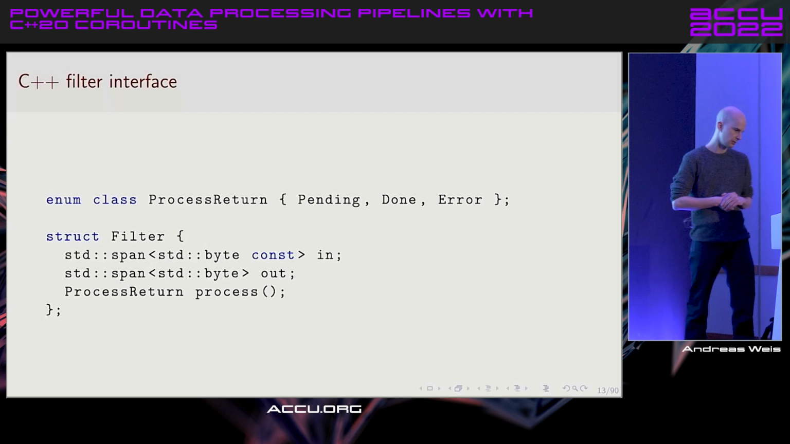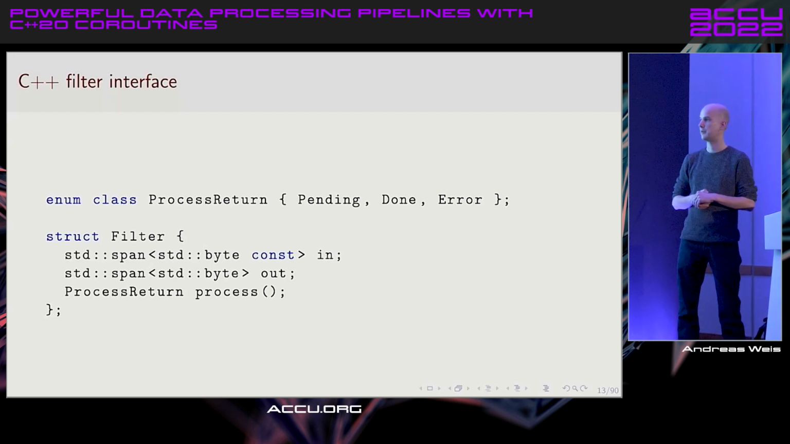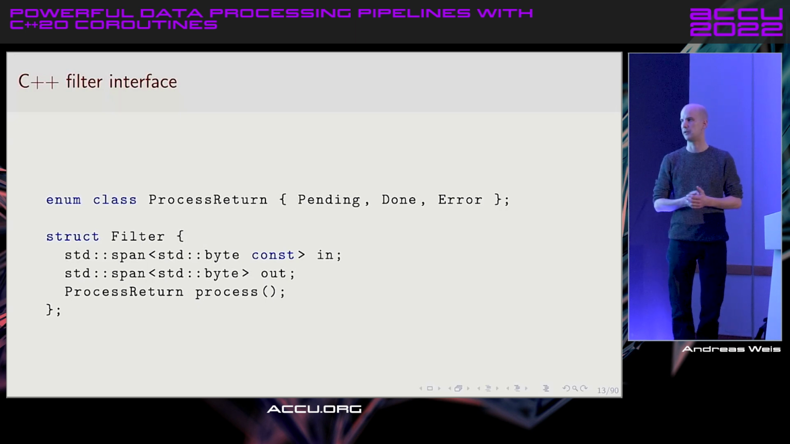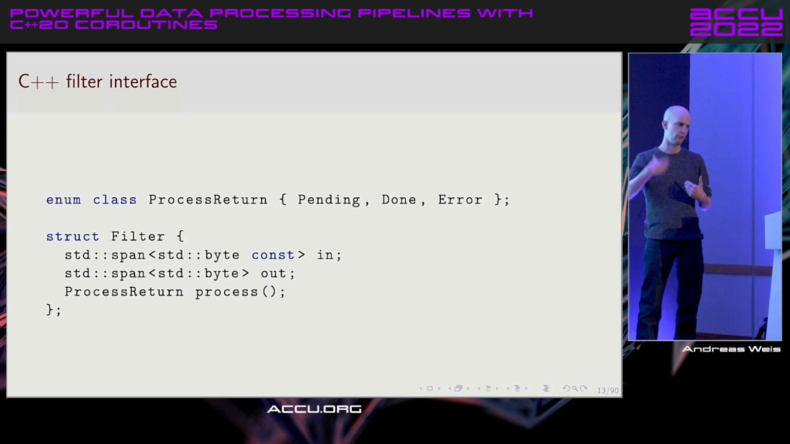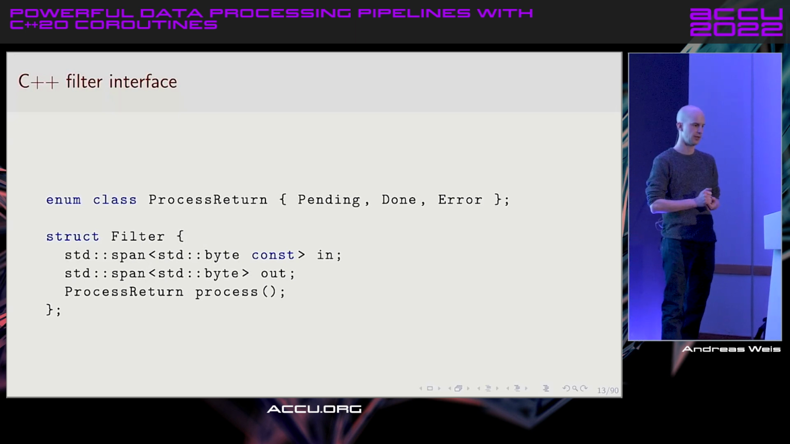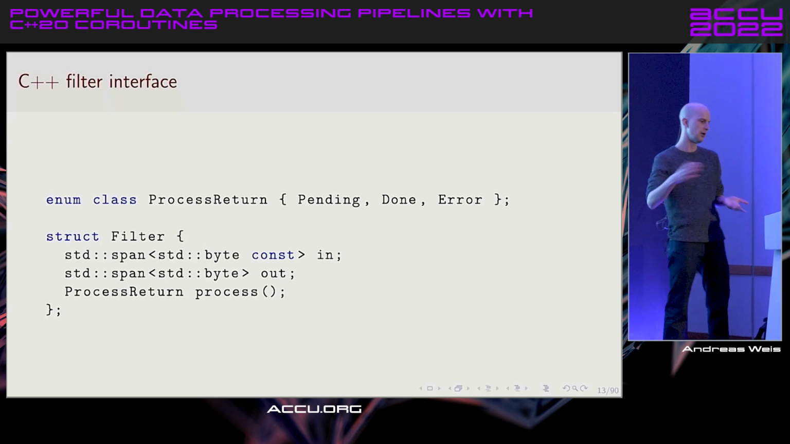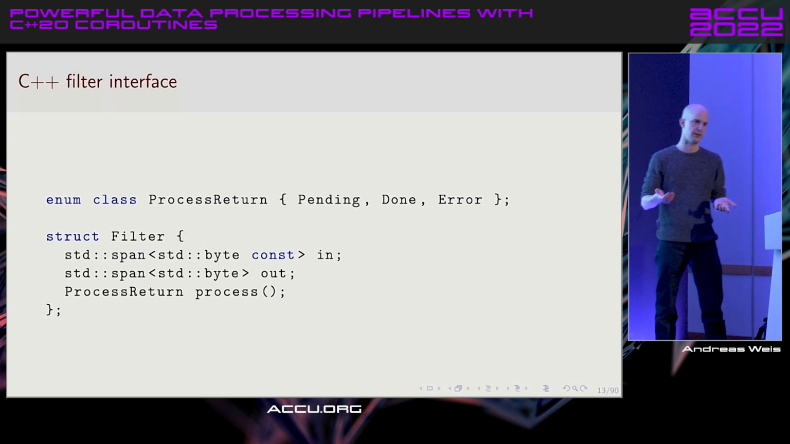So in C++, this could look like this. The simplest way to model this, I just have a struct filter which takes an input range and an output range, and then I have this single process function, which with each call will tell me whether it wants to continue, whether it's done, or whether it encountered an error.